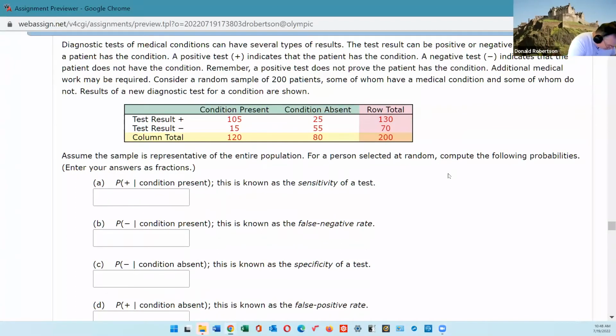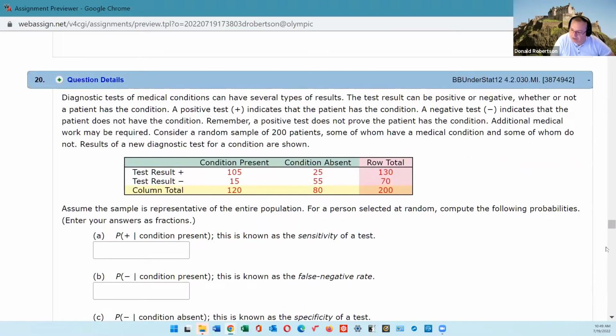And it's how do you analyze tests, right? So you go into the hospital, you'll probably get tested for various things, right? You might just get tested for COVID, right? That's a test that could happen. But tests are not infallible. Tests are wrong sometimes. And so what we're looking at here, are you looking at question 20? Is that what you're saying?